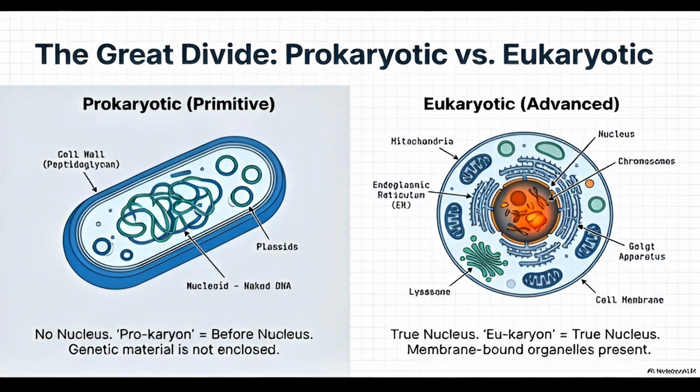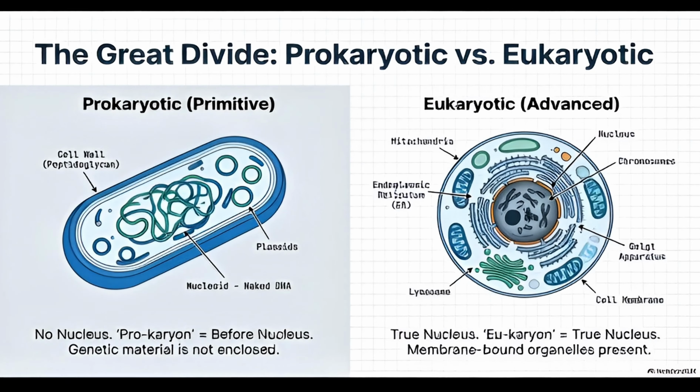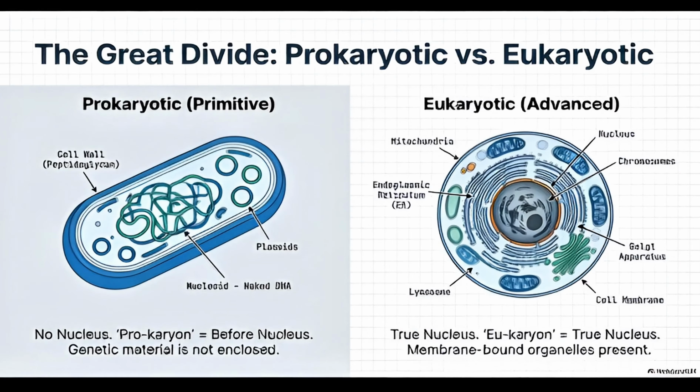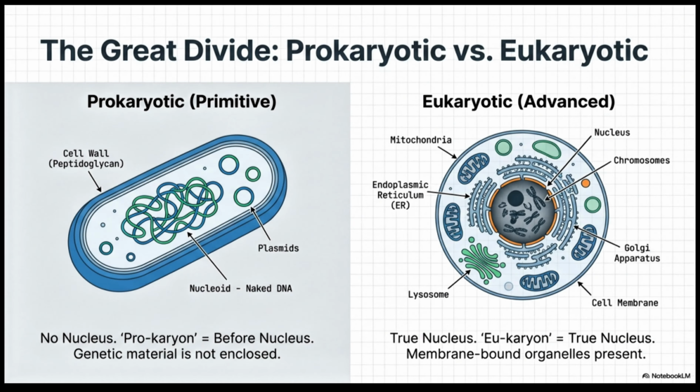Cells are mainly of two types, prokaryotic and eukaryotic. Prokaryotic cells are simpler and more primitive. They do not have a true nucleus. Their DNA is not enclosed inside a nuclear membrane. Eukaryotic cells are more advanced. They have a true nucleus and many organelles.